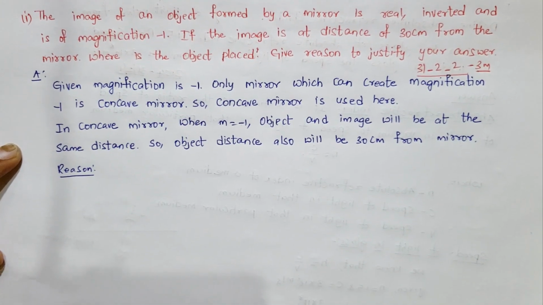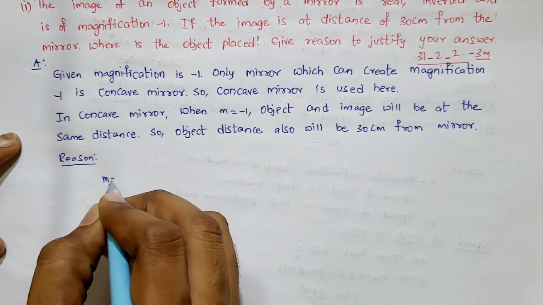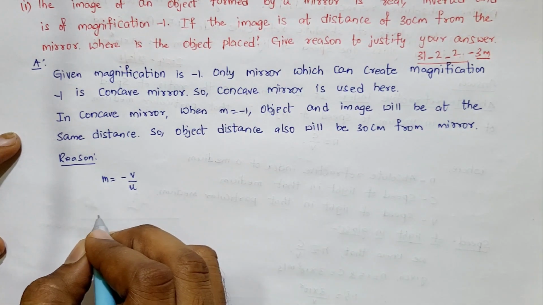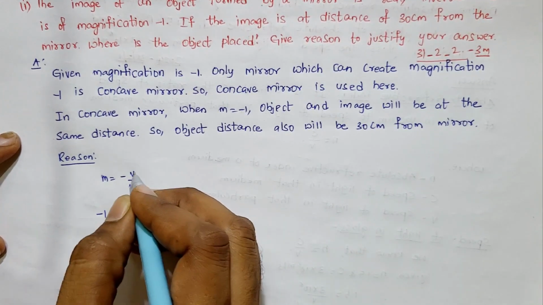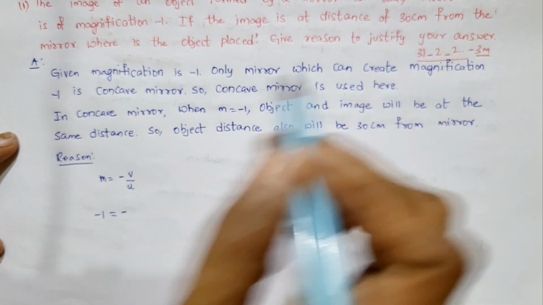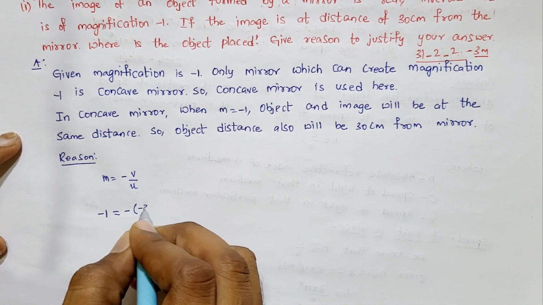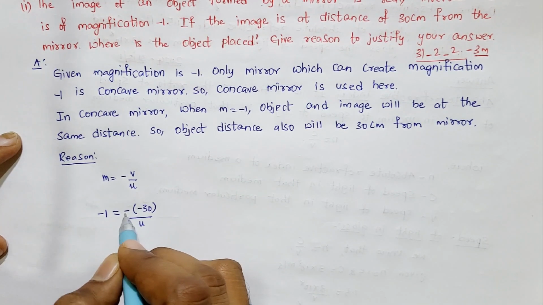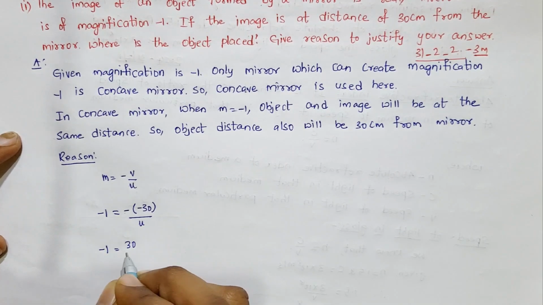How to prove it? We know that in mirrors, the magnification formula will be m is equal to minus v divided by u. Correct? So what they gave magnification as -1. So instead of magnification, -1 is equal to minus v, they gave v as 30 centimeters. Correct? So in concave mirror, when magnification is -1, -1 is equal to minus 30 centimeters divided by u. We have to find out the u now. So this minus cancels, it becomes plus. So what can you write? -1 is equal to 30 divided by u.